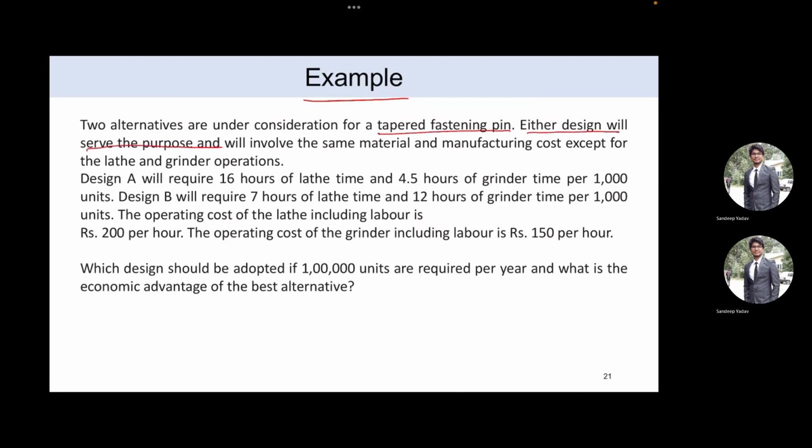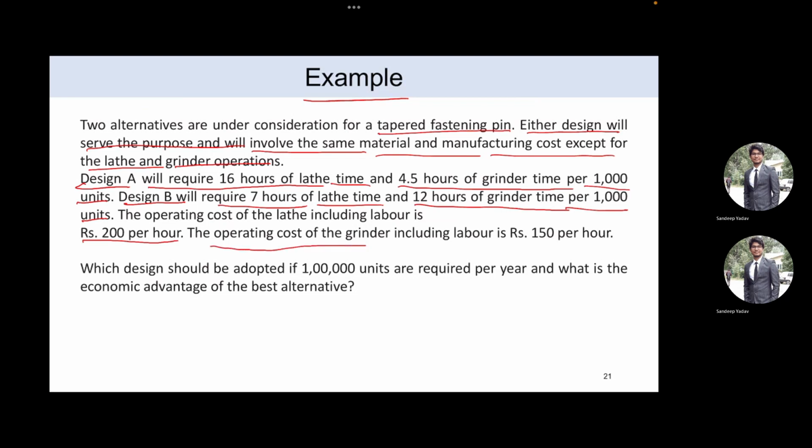Either design will serve the purpose and will involve the same material and manufacturing costs except for the lathe and the grinder operation. Design A will require 16 hours of lathe time and 4.5 hours of grinder time per 1000 units. And design B will require 7 hours of lathe time and 12 hours of grinding time per 1000 units. The operating cost for the lathe including labor is 200 rupees per hour. The operating cost for the grinder including labor is 150 rupees per hour. We have to decide which design should be adopted for 1 lakh units to be produced per year, and what is the economic advantage for the best alternative.